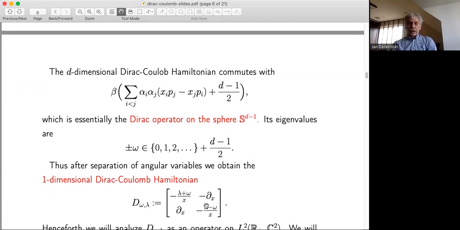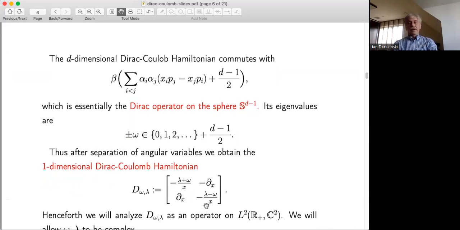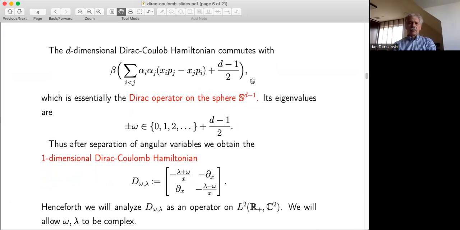Now, it turns out that one can separate quite easily the angular variables from this Hamiltonian. In fact, this is textbook material how to do it in dimension 3, but you can do it in any dimension. So it is indicated on this slide. One introduces this operator, which is essentially the Dirac operator on the sphere. Its eigenvalues are given here. So the eigenvalues are the natural numbers shifted by something which depends on the dimension.